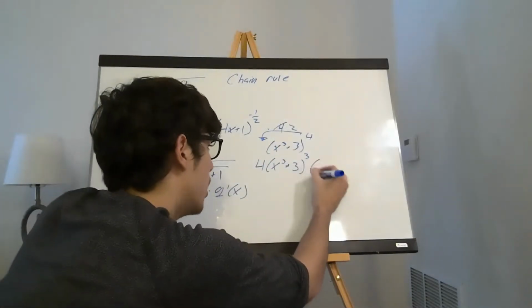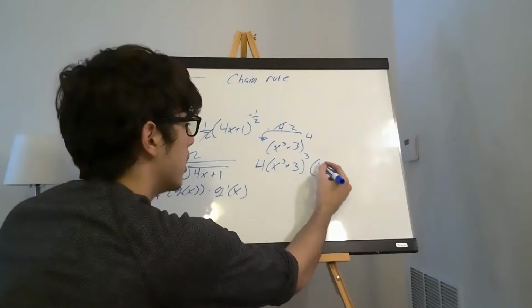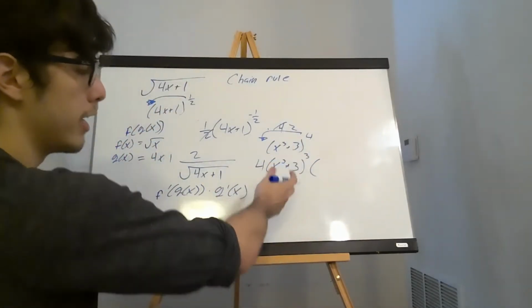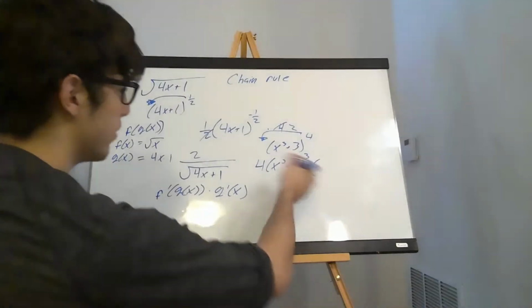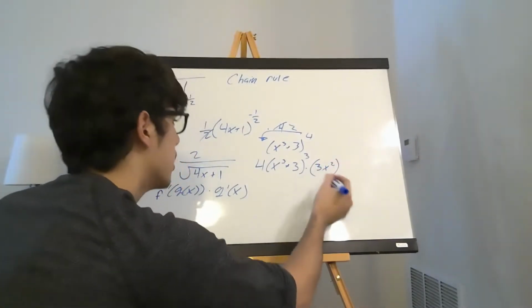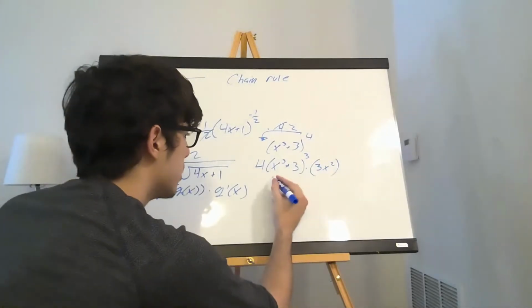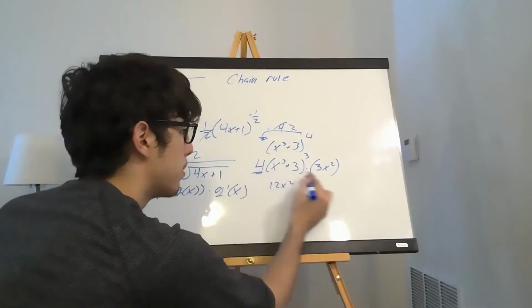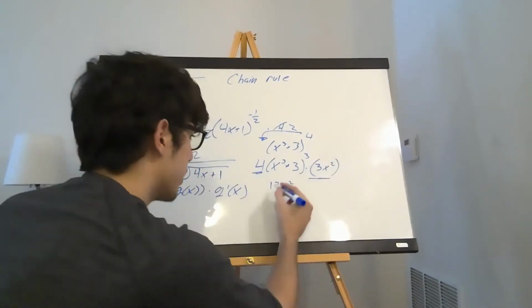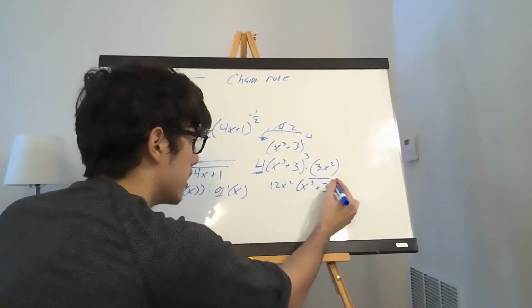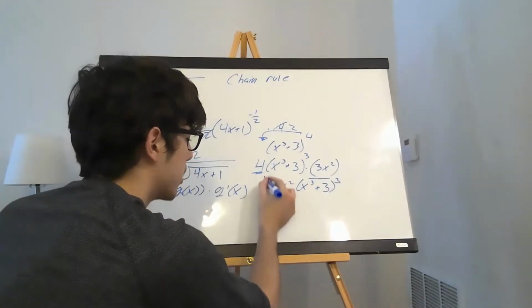So now we're going to be looking at the inside. And we're going to multiply the first bit, the derivative of the outside, with the regular inside times the derivative of the inside, which is just going to be 3x squared. So we can simplify this even further and get 12x squared. That's just me multiplying this 4 and this 3x squared here times x cubed plus 3 to the 3rd power.